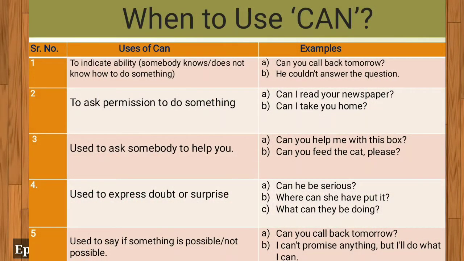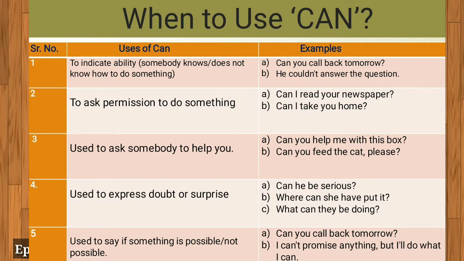The first use of can is to indicate ability. Ability refers to whether a person is able to do something. So to indicate ability, we use can. For example, as you can see on your screen, can you call back tomorrow? He couldn't answer the question. So these two examples indicate the ability of the person concerned.